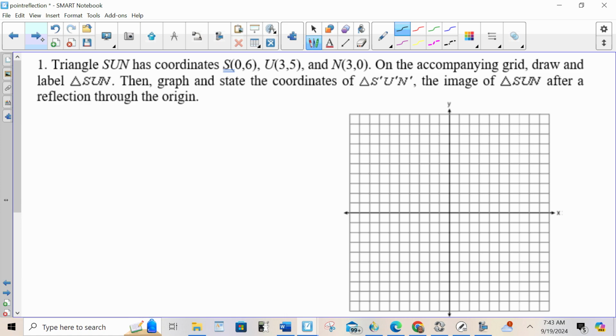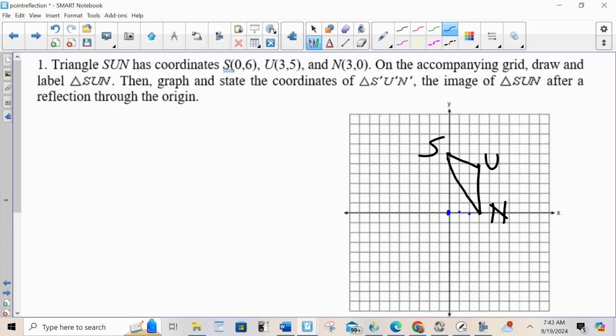S is 0, 6. So I can use this example for every single lesson. U is 3, 5. N is 3, 0. It wants me to reflect this triangle through the origin. So I am going to count from each point to the origin. So N, I need to go left 3.